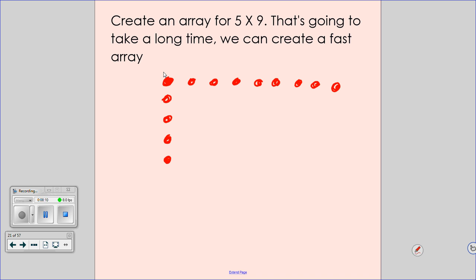Jackson, you're raising your hand. Do you have a question, or were you going to say something? I was going to say something. Go for it. It's kind of like our hundreds chart. The columns go down and the rows go up.